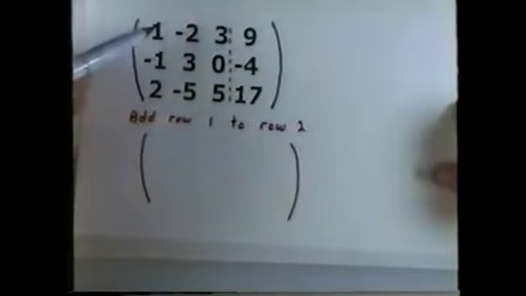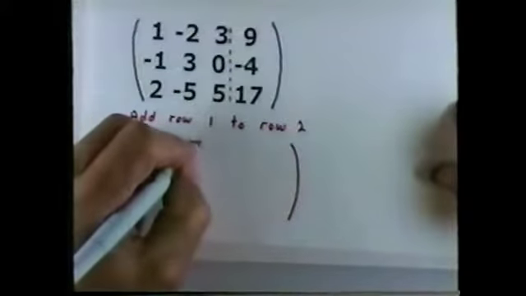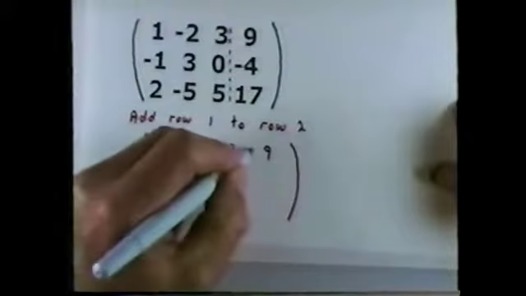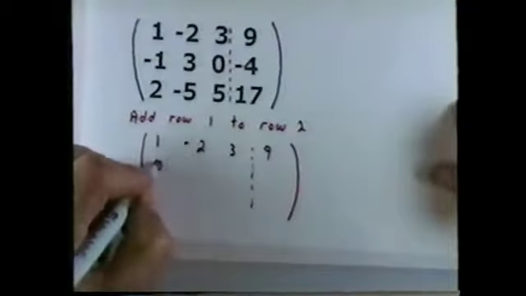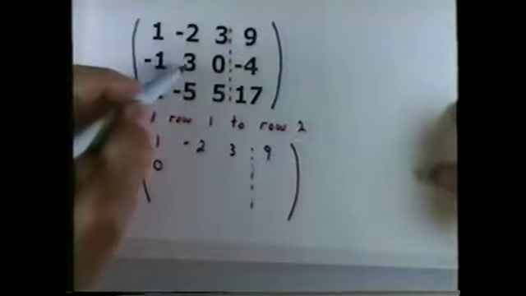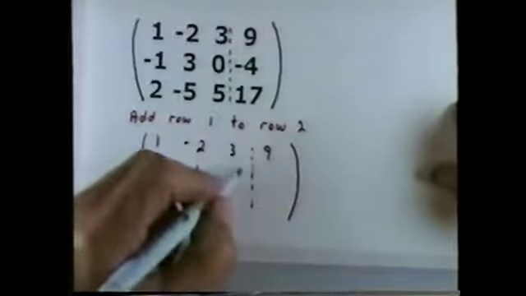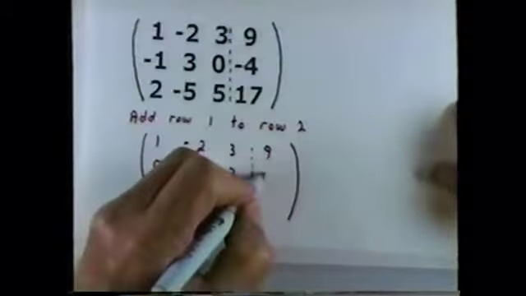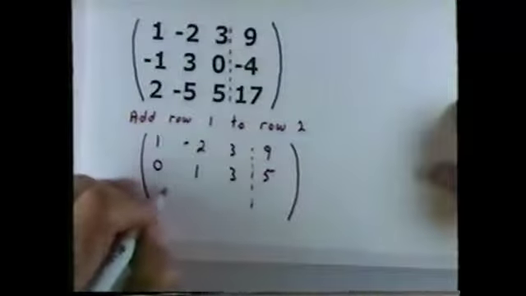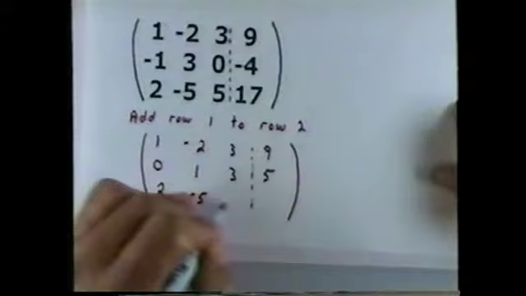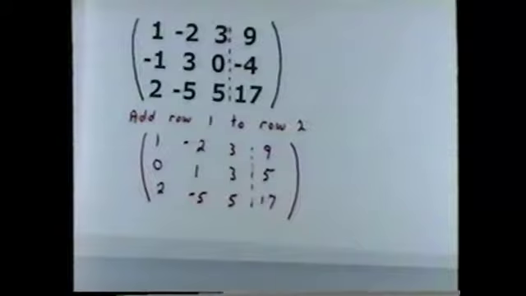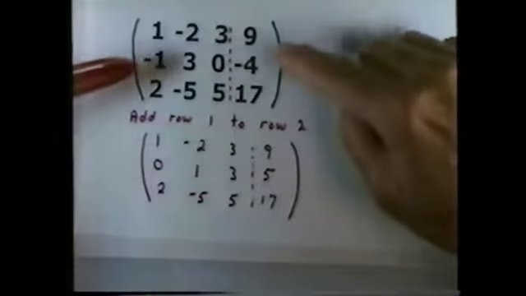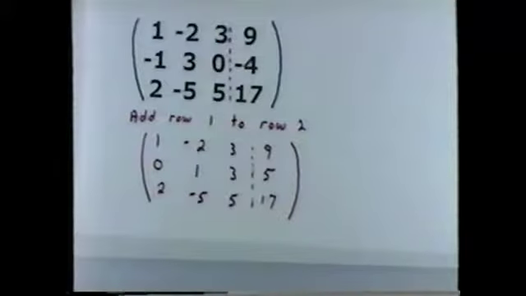If I add row 1 to row 2, leave row 1 the same, but I'm going to add row 1 to row 2. 1 plus a negative 1 is 0. A negative 2 plus 3 is 1. 3 plus 0 is 3. 9 plus negative 4 is 5. And I still have 2, negative 5, 5, and 17. Now this matrix is row equivalent to the top matrix. Not equal to it, but it's row equivalent to it.